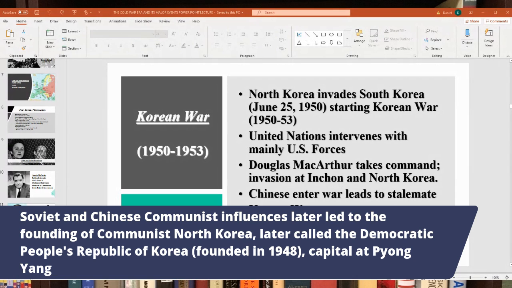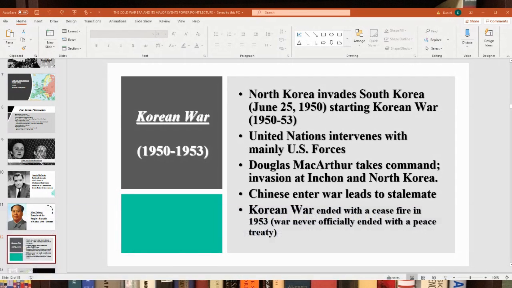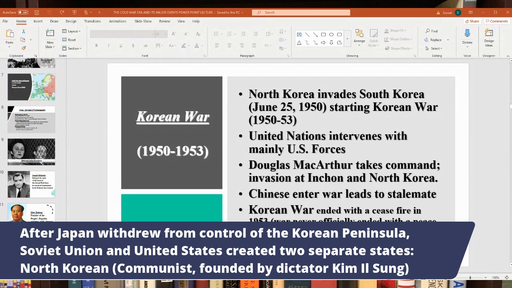And before that, Japan had controlled that whole area. Japan had controlled the Korean Peninsula. They left, basically, and so that state forms. The guy that founded North Korea was a dictator named Kim Il-sung, and the Kim family, I think they're on the third ruler right now. Anyway, the Soviet Union helped create that state.